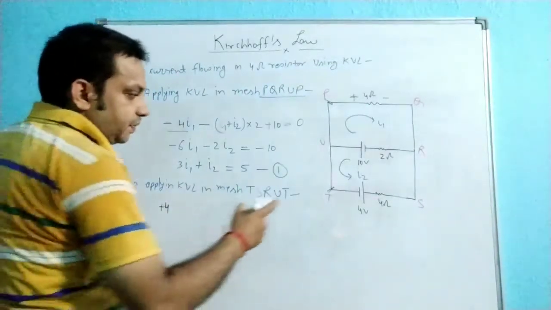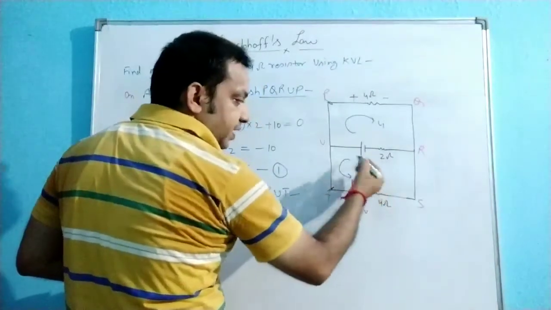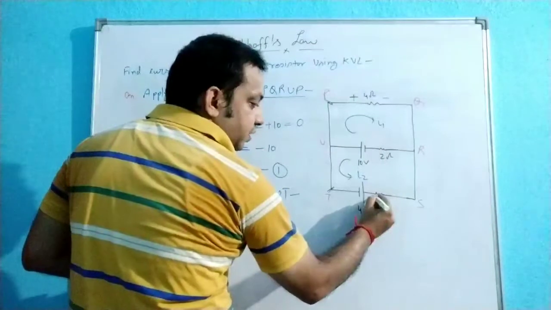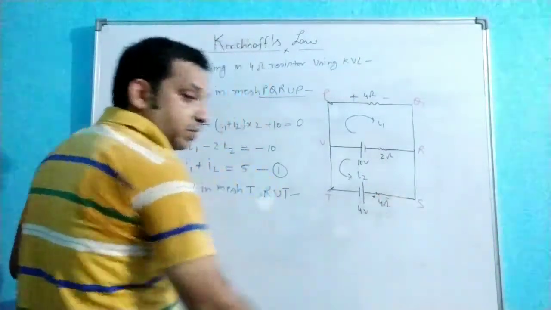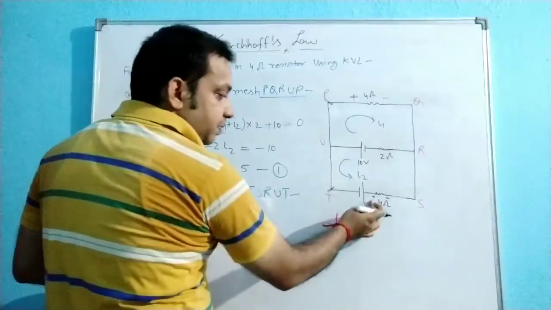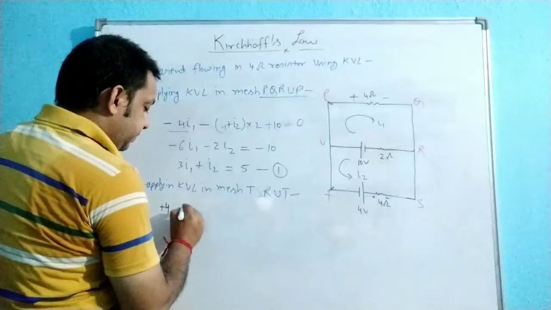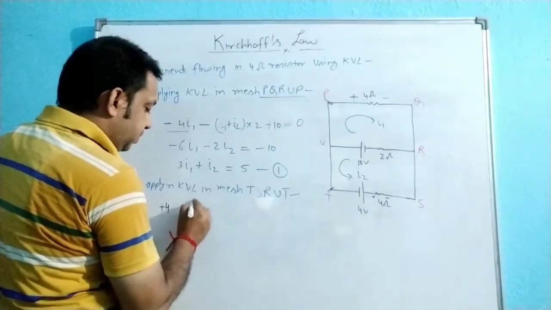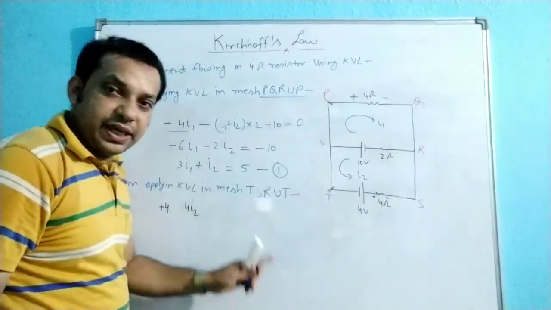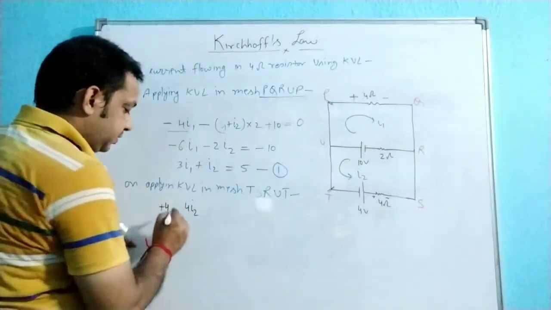And plus 4. Now see here, the current I2 is flowing like this. So this one is at the higher potential, this one at the lower potential. Current always flows from higher to lower. So this one is plus, this one is minus. So what is the potential difference? Potential difference is 4 into I2. And whether it's a gain or loss, higher to lower is a loss, that is why minus.